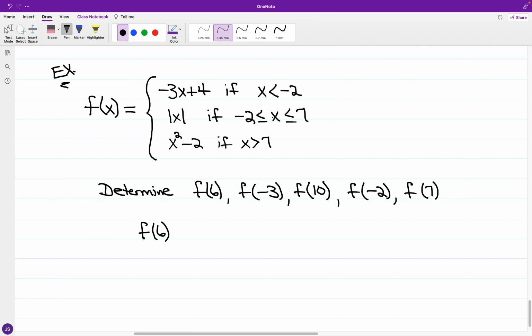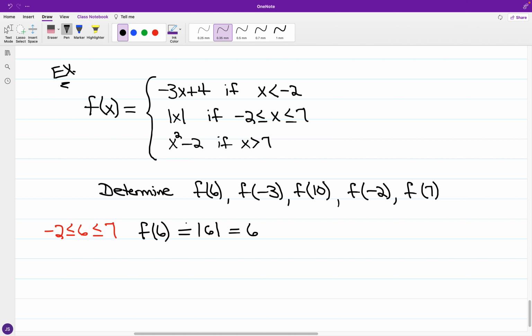But with 6 being between negative 2 and 7, and since it is true that negative 2 is less than or equal to 6 is less than or equal to 7, this statement for the input is going to be true. So in terms of which of these three categories we're going to be utilizing for f of x, it is going to be the absolute value of the input. So f of 6, for the follow through with x at 6, we're going to choose the absolute value function. So we have f of 6 is equal to the absolute value of 6, which is going to be only 6.